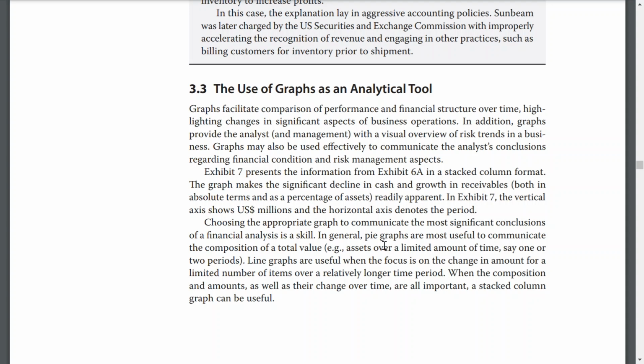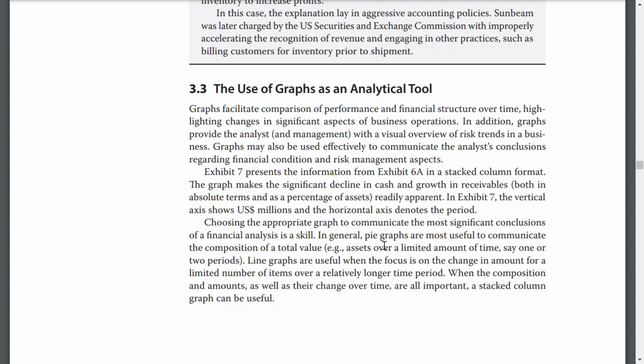Exhibit 7 presents the information from Exhibit 6A in a stacked column format. The graph makes the significant decline in cash and growth in receivables, both in absolute terms and as a percentage of assets, readily apparent. In Exhibit 7, the vertical axis shows US dollars in millions, and the horizontal axis shows the periods. Choosing the appropriate graph to communicate the most significant conclusions of the financial analysis is a skill.